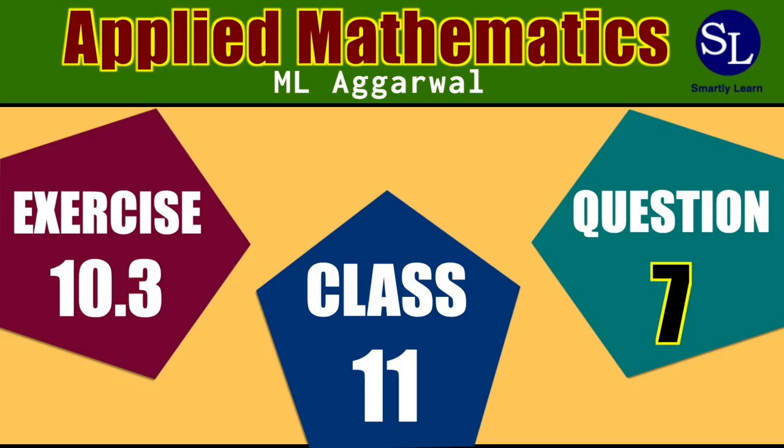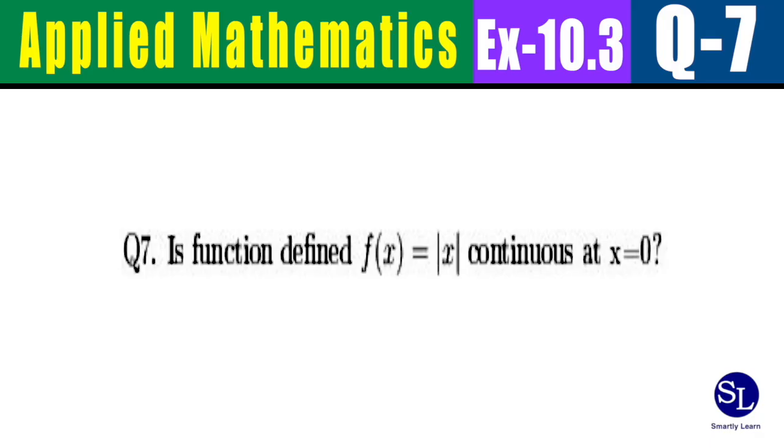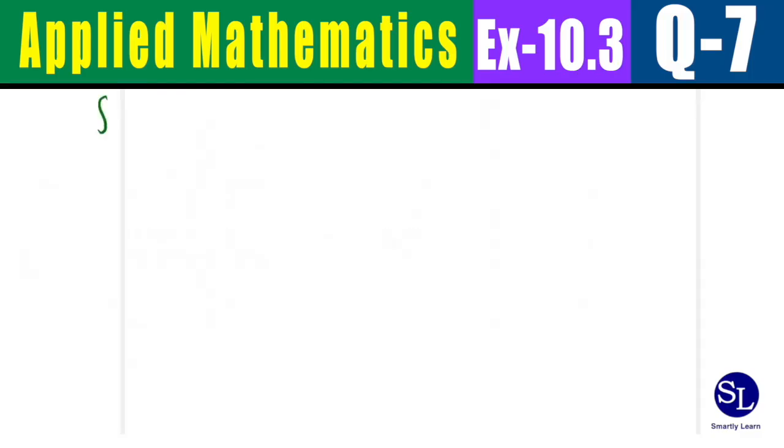In this video, let's see how to solve the seventh question in exercise 10.3. Is the function defined by f of x is equal to mod of x continuous at x is equal to 0? So first let's note down the given function. f of x is equal to mod x, and we are supposed to show whether it is continuous at x is equal to 0. So first let's compute f of 0, which is mod 0.